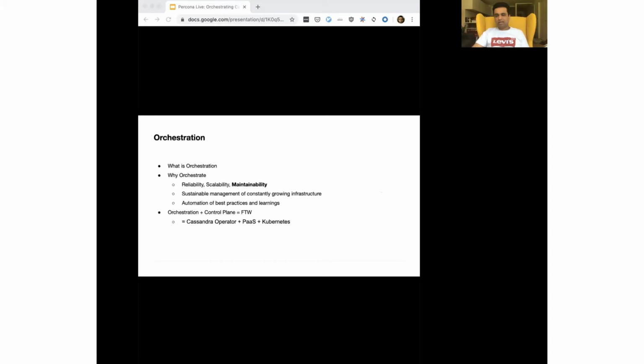One more thing to keep in mind is what is known as a control plane. Control plane is, in plain words, the way in which configuration information is generated and injected into a system. Now, having an orchestration system and a control plane which are dovetailed into each other very nicely is a match made in heaven. And that's where our Cassandra operator, our homegrown platform as a service, and Kubernetes come into play, because that provides us a complete package of an orchestration system as well as the associated control plane, which work very well with each other and understand each other. I'll go into each of them in detail soon.